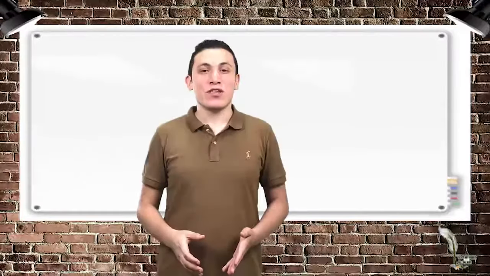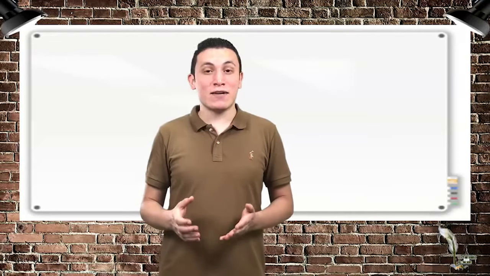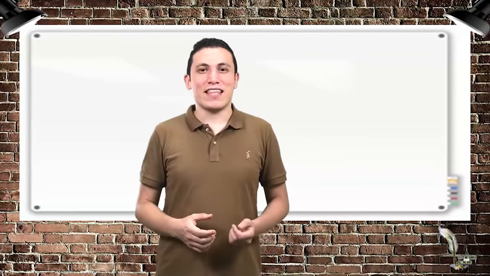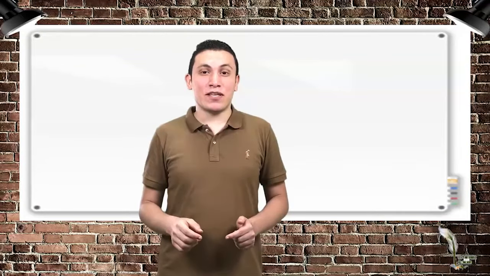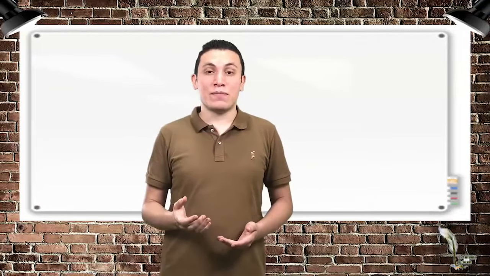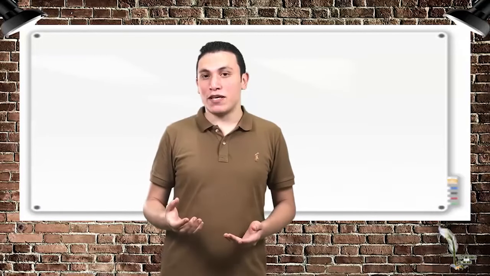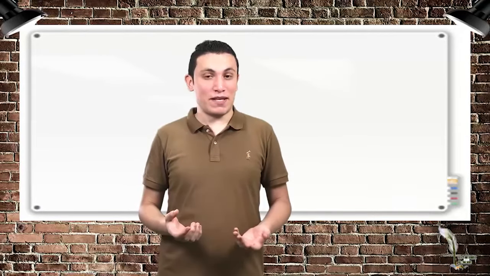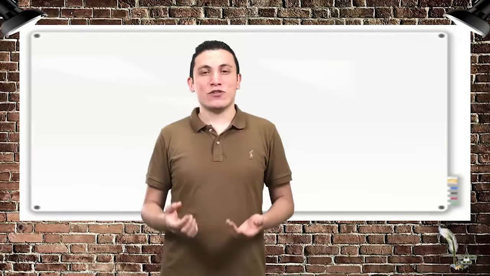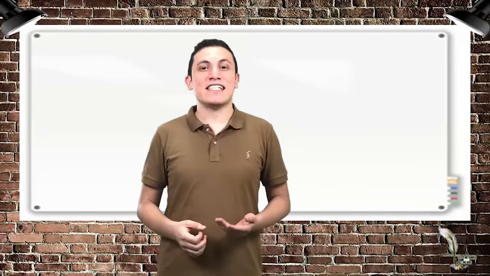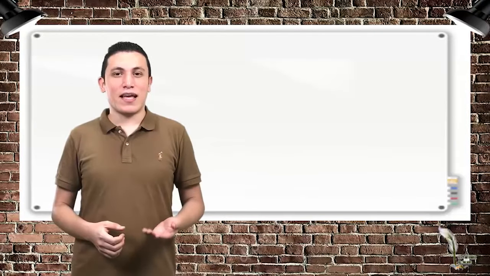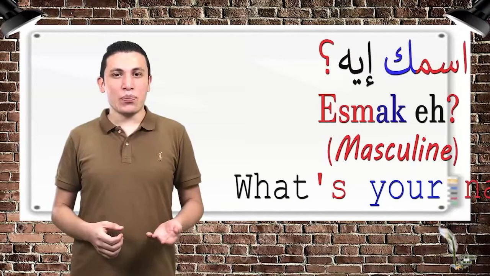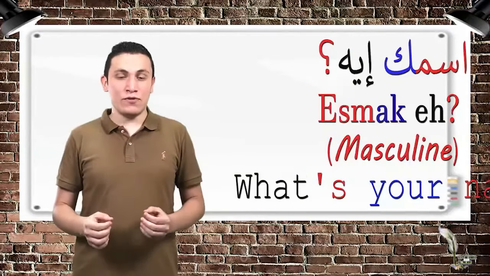In today's lesson, you're going to learn how to ask someone about their name. Now, in English, you say, what's your name, right? But in Egyptian Arabic, asking someone about their name depends on if you are talking to a male or a female. So let's start with the first question. اسمك إيه؟ اسمي محمد. Let's break this question down.